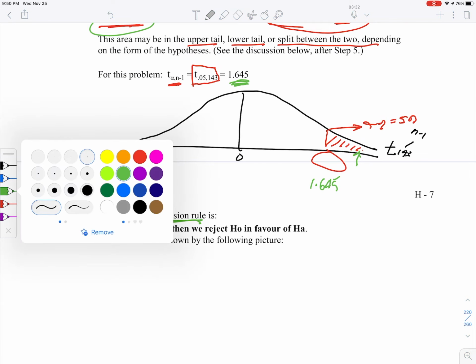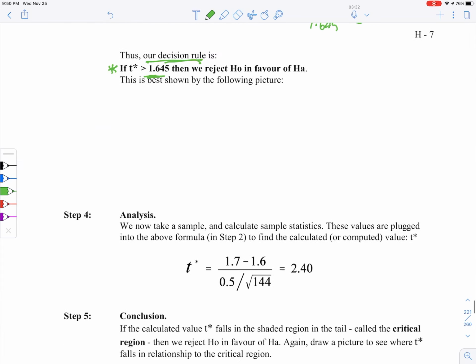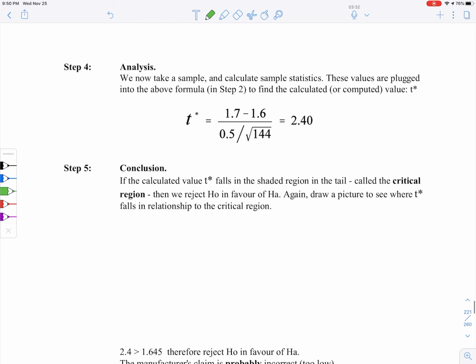This is best shown in the following picture. I think I actually drew the picture up there. So right up here. So if we end up with a T star in here, this area, then it's in the rejection zone.